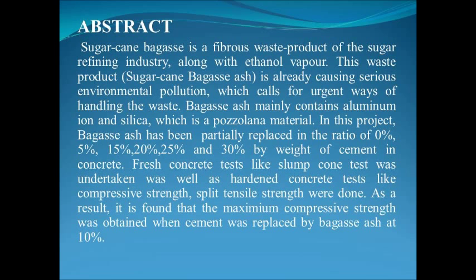Abstract. Sugarcane bagasse ash is a fibrous waste product of the sugar refining industry along with ethanol vapor. This waste product is already causing serious environmental pollution, which calls for urgent ways of handling the waste. Bagasse ash mainly contains aluminum and silica, which is a pozzolanic material. In this project, bagasse ash has been partially replaced in the ratio of 0%, 5%, 15%, 25%, and 30% in cement and concrete.